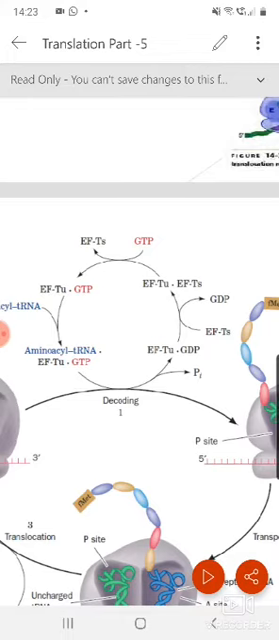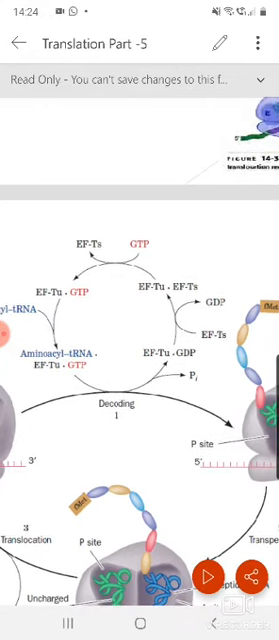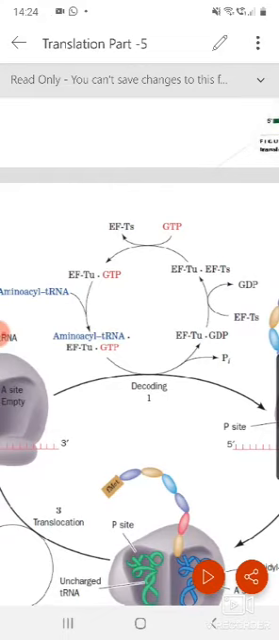Now, this conversion of GDP to GTP is done by another factor which is named GEF, guanine nucleotide exchange factor. The name of the protein here is EF-Ts, elongation factor thermostable. This takes this GDP and forms an EF-Tu EF-Ts complex, which again brings the GTP and exchanges GTP with EF-Ts. So EF-Tu will again be charged with the GTP and EF-Ts will be released. So EF-Ts is helping the EF-Tu to convert from the GDP to the GTP form.